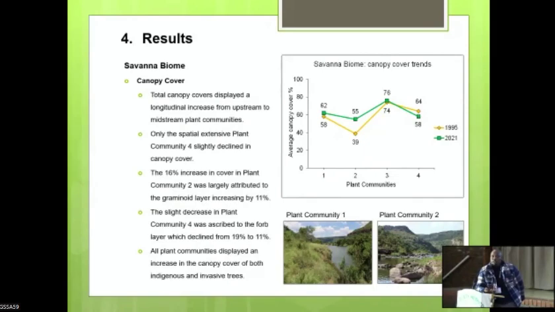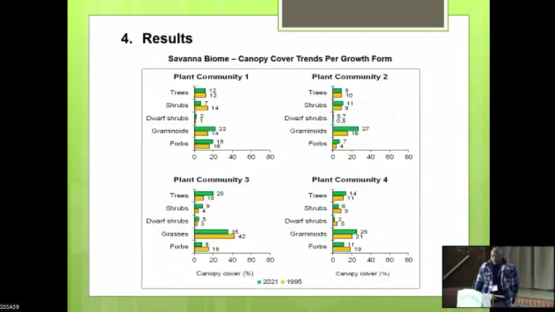As we go downstream, as the river goes downstream, cover declined a bit. Plant community 4 had a decline in cover as well in the grassland biome. What we have seen again is that in plant community 4, all communities displayed an increase in canopy cover of both indigenous and invasive trees.